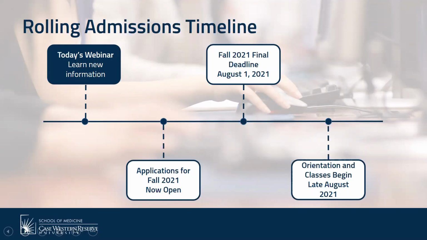Once we have a completed application, I would say 2 weeks for a decision. We can do a quick turnaround. But don't wait to the last minute. Because we are an in-person program, you do need time to find an apartment to move to Cleveland if you are not local. So you want to give yourself time that you're not stressing out in August trying to make this all work. Classes begin August 23rd. So get your applications in sooner rather than later.